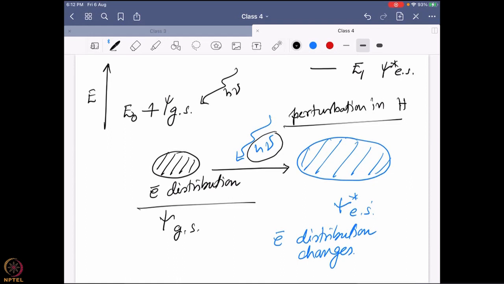Yes, Harjit, any question? Yes, please go ahead. Sir, if the distribution changes, so does it change the shape of the orbital? Yes. So do the ground state and excited state orbitals look the same? No, sir. So that is what is actually happening. Its shape changes, its symmetry changes because it is redistributing itself. Okay.